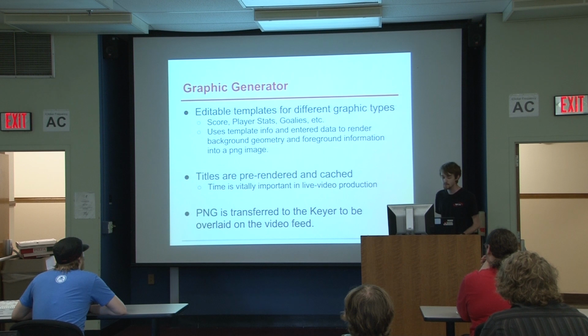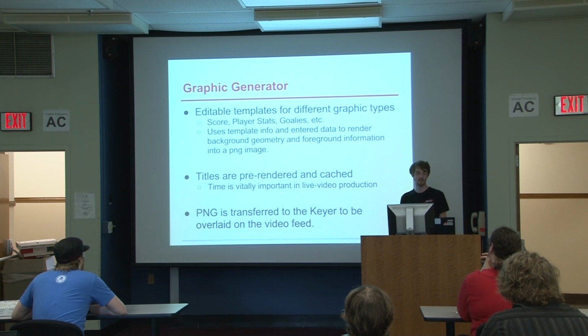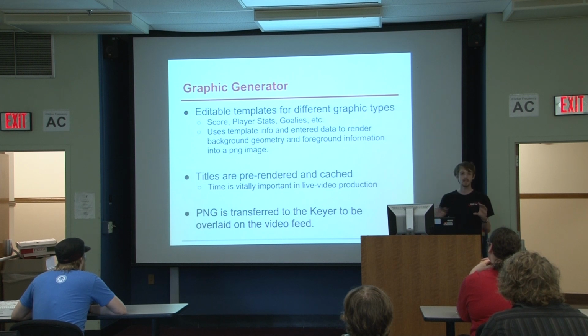So the graphic generator consists of editable templates for the different types of graphics you'll have. And these store various information as to the geometric pieces of what the title will look like. So like a box where you'll have a name inside of it, and whatever color it is, any gradients on it, something like that. And so you'd be editing these templates to add a new type of title. So you can see we have score, player stats, goalies, if you've ever watched any sort of sports thing. That's basically what we're going for here.